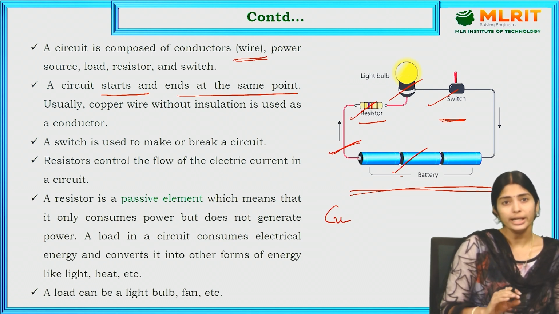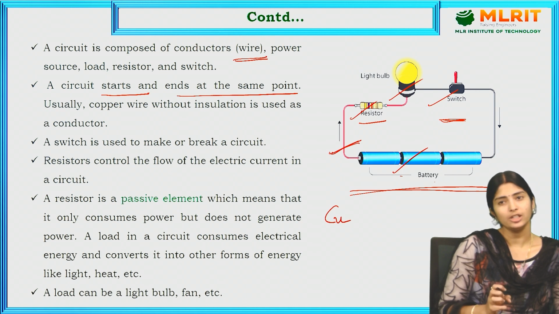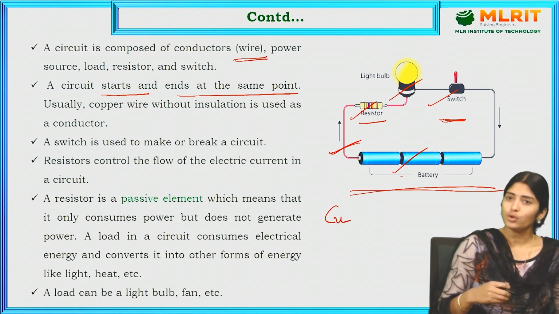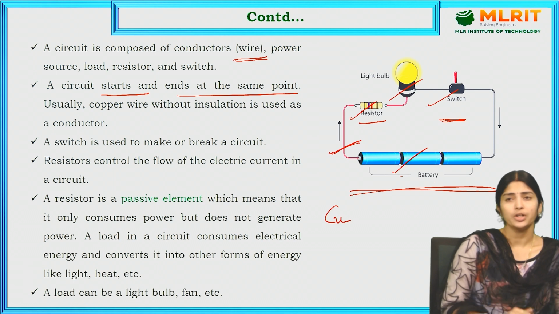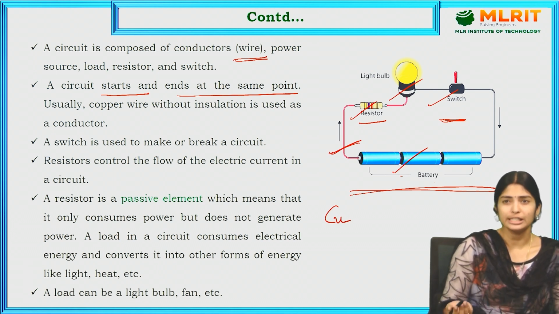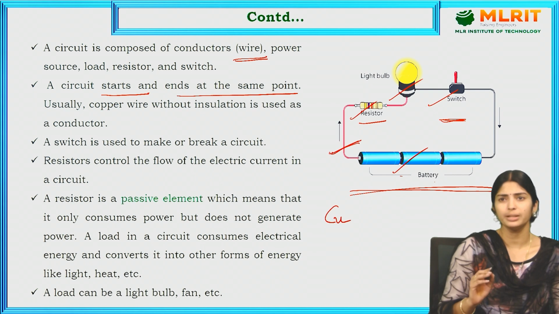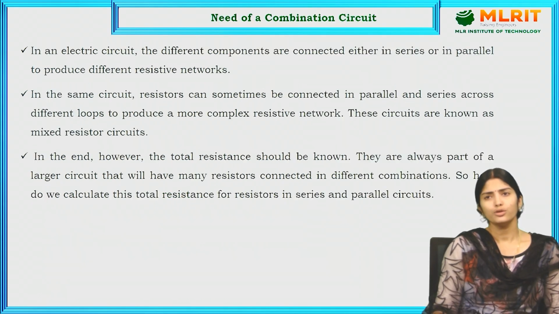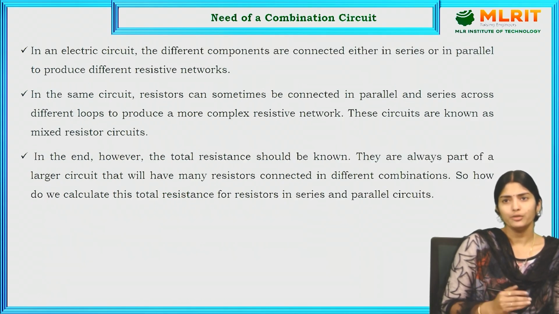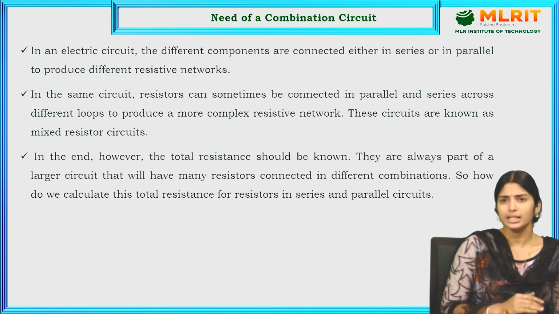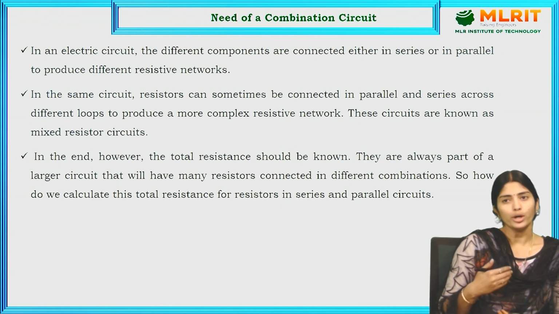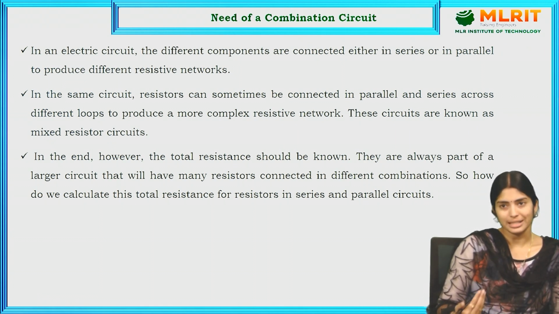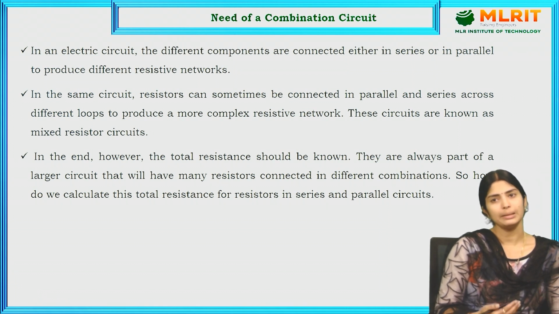The load in the circuit consumes electrical energy and converts it into some form of energy like light, heat, etc. The load can be anything. It may be a fan, tube light, grinder, mixie or washing machine, whatever it may be, it is a load. Now in this video, we are discussing resistors connected in series and parallel. So what is the need of reduction of resistances, or what is the need of connecting the resistances in series and parallel?